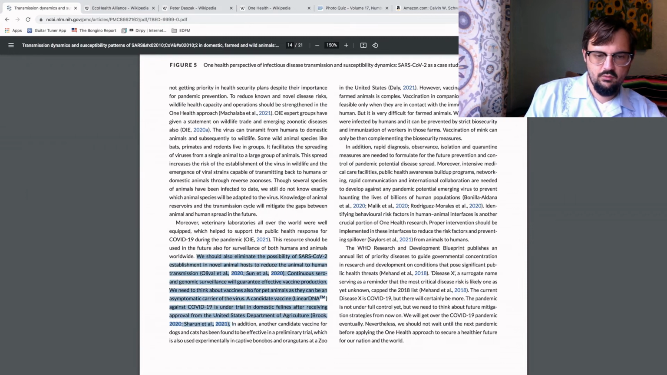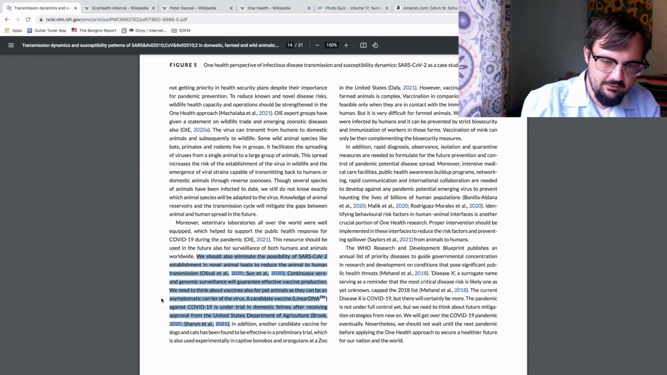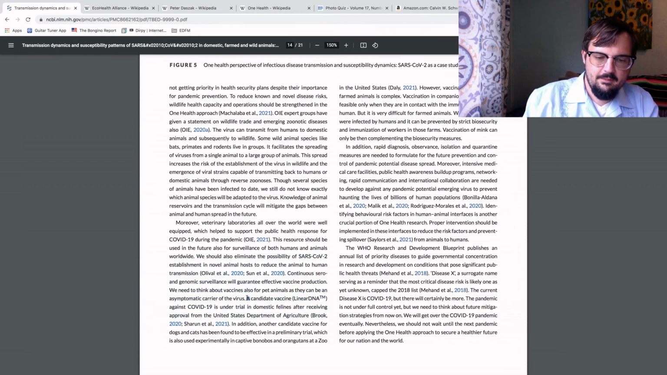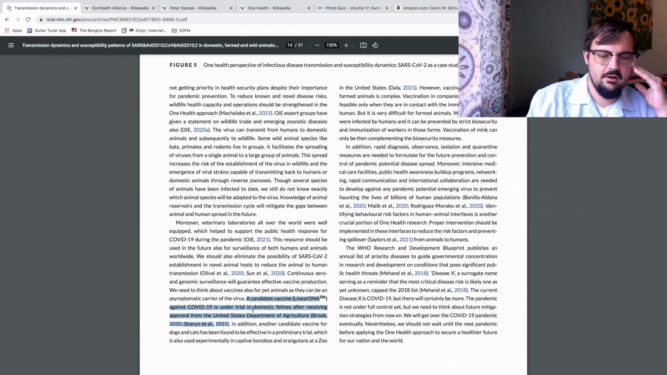And here we are back to the V. We should also eliminate the possibility of SARS-CoV-2 establishment in novel animal hosts to reduce the animal-to-human transmission. Continuous sero and genomic surveillance will guarantee effective V production. We need to think about Vs also for pet animals, as they can be an asymptomatic carrier of the virus. So I mentioned they're talking about giving the V to cats and dogs in the very beginning, and I just want to point out they're not saying to give the current V. Okay, they are saying we should develop some new ones for those. Okay, so credit where credit's due.